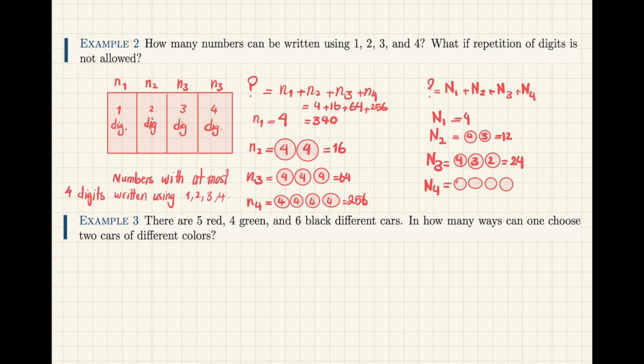So this is 4, 3, 2, and 1, which of course again becomes 24. And then the question mark becomes 4 plus 12 plus 24, which is 40, plus 24, which is 64. So of course this is a very simple problem, but this captures the main essence of these problems. Usually one rule is not enough to solve the problem. You have to use both of them.